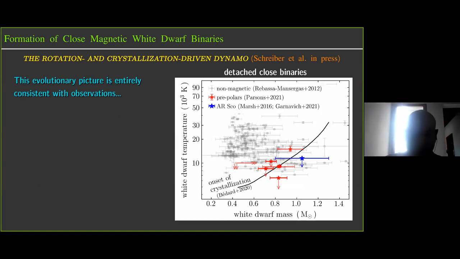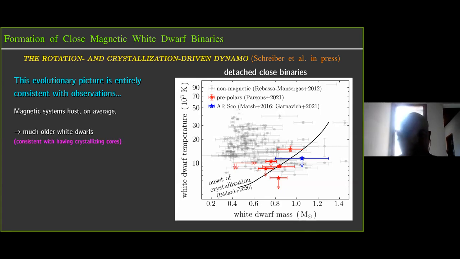So if we have a look at the distribution of the detached population in this plane, white dwarf mass and white dwarf temperature, here we have in gray the non-magnetic systems, and in red the prepolars and AR Sco in blue. We can see two things here. The first one is that the magnetic systems are on average much older, much cooler than the non-magnetic counterpart.